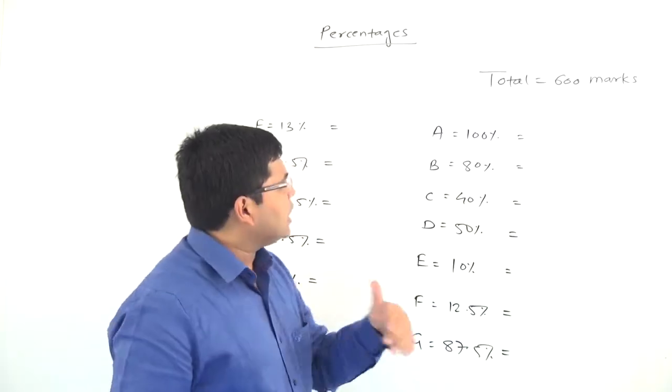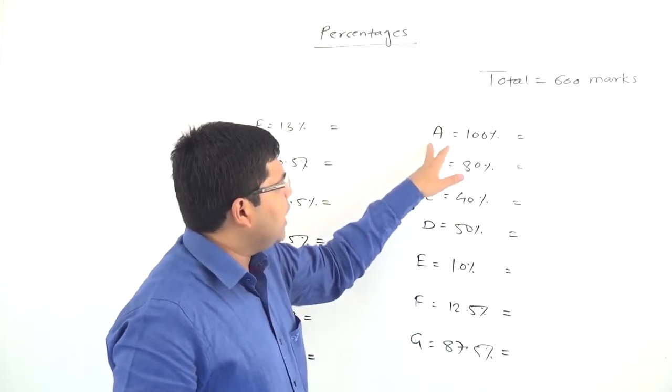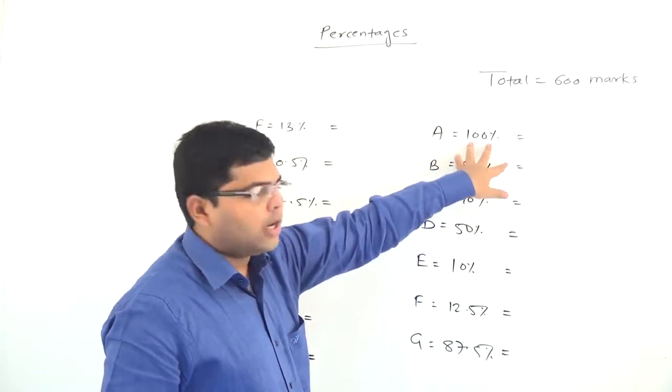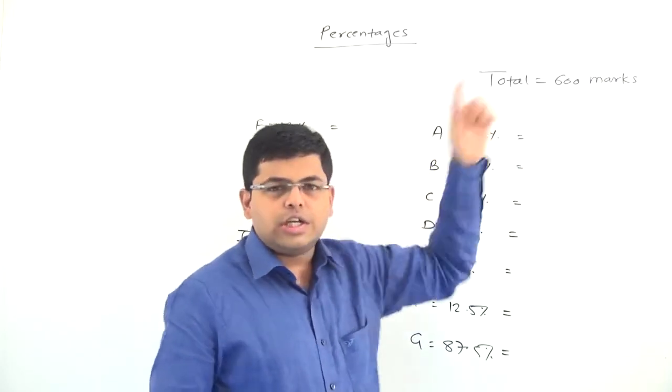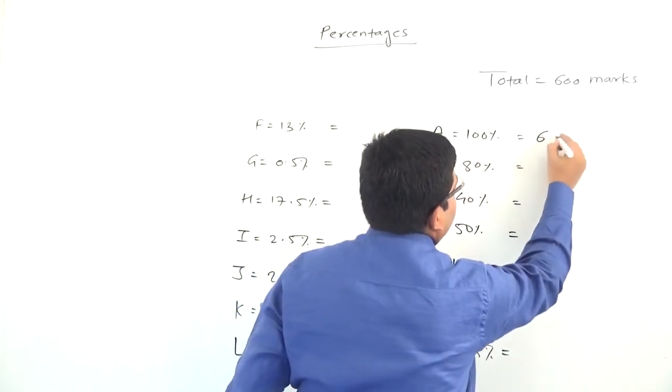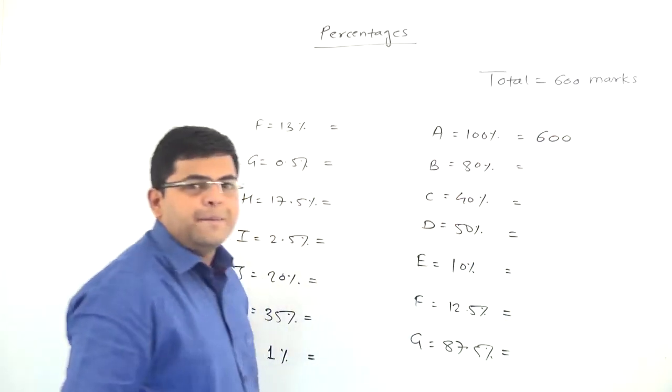Now, what will be the starting point? Starting point will be A equal to 100%. So, a student who has scored 100% will be getting 600 out of 600 marks, and therefore the marks obtained by A will be equal to 600.